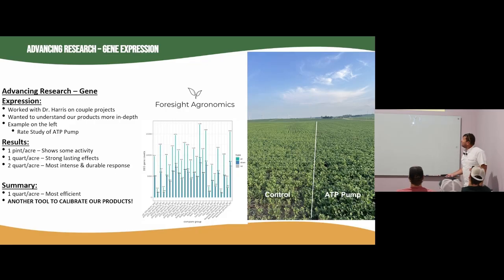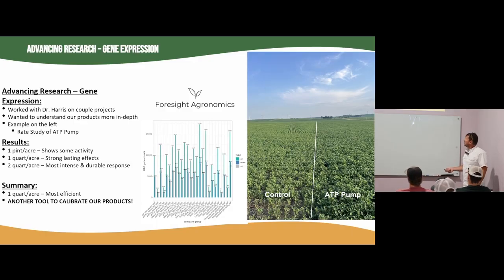So last year we worked with Foresight Agronomy, Dr. Elaine Ellen Harris, and we did gene expression work. We wanted to see, when you spray a herbicide, what happens from a gene standpoint. When we add ATP Pump to it, what happens from a gene expression standpoint. What genes are turned on, what genes are turned off within the plant.